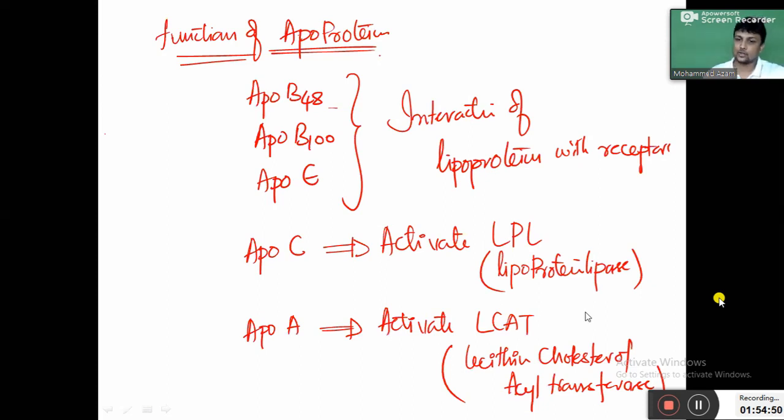I'm telling you again, it's not useful for you in MCQ. Just for the sake of writing, I'm making them right now. Otherwise, again, you people will ask me, sir, what is LCAT? So B48, B100 and E, these three will help in identifying the receptor, and C will be activating the enzyme. Enzyme name is LPL, and ApoA will activate the enzyme LCAT. Okay, and this completes the topic of lipoproteins. Lipoproteins topic done, sir. The introduction part, the types of lipoprotein, metabolism of exogenous, metabolism of endogenous, and after that some notes, the functions and their composition.